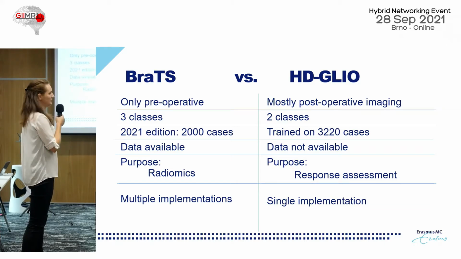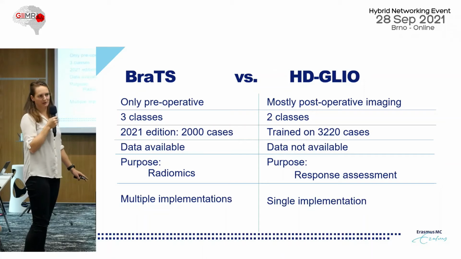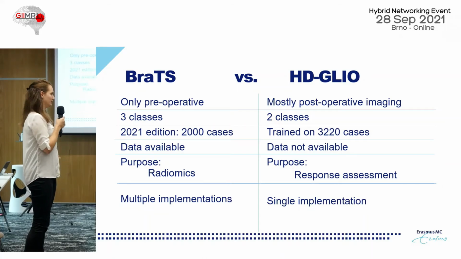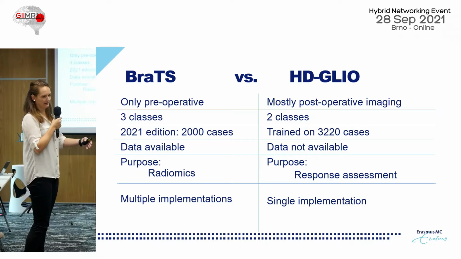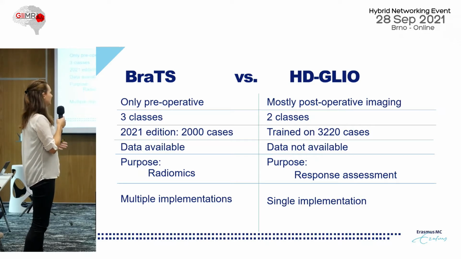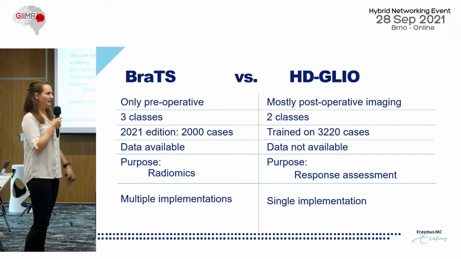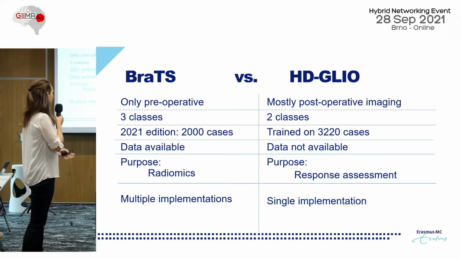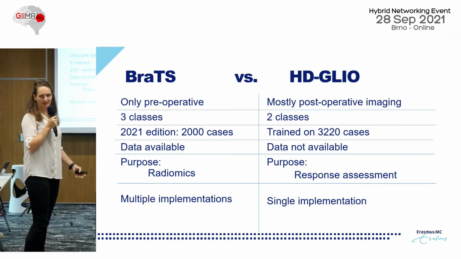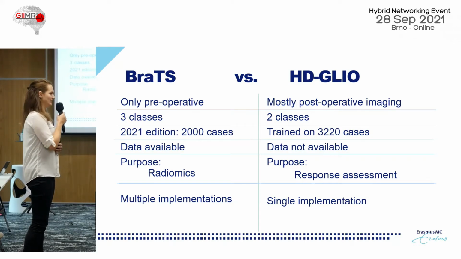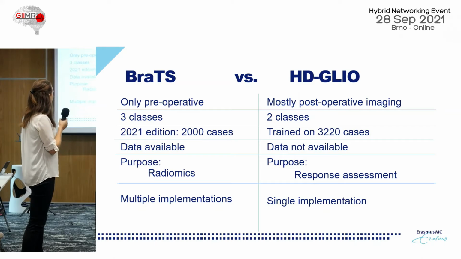But in general, the purpose of the breadth challenge was radiomics. So to use the results of the breadth challenge, or the segmentation, to then, for example, predict IDH mutation, MGMT methylation, whatever you want to do, survival prediction. And of course, there are many implementations that use the data from the breadth challenge for tumor segmentation.